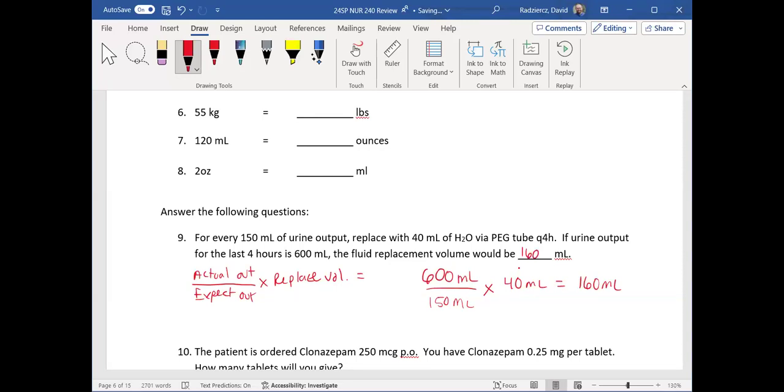The only way this could be changed is, we could say for every 200 milliliters of urine output, replace with 50 milliliters of water, and for the last 4 hours it was 700 milliliters. Whatever it is, you just plug it into that makeshift formula: your actual output over your expected output times your replacement volume, and then you should be good to go. You're welcome.